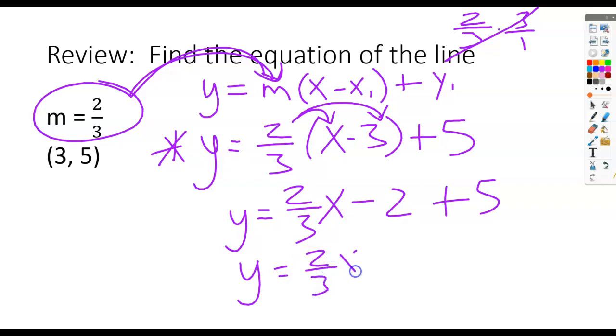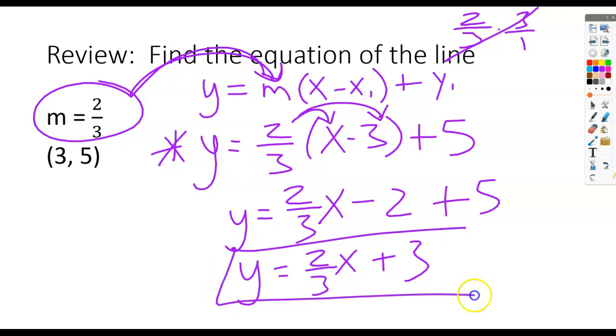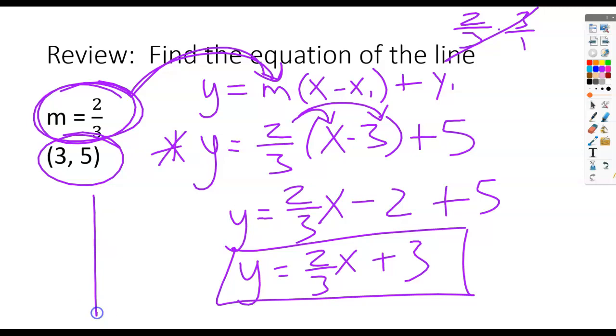And then we're going to go ahead and combine our like terms. So -2 and 5 makes 3. So that would be the equation of a line that has a slope of 2/3 going through the point (3, 5). Okay, so if you have a slope and a point, you're good to go.